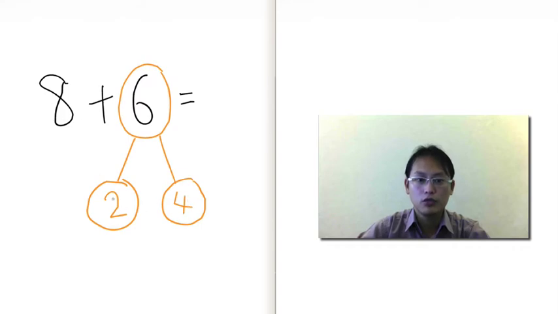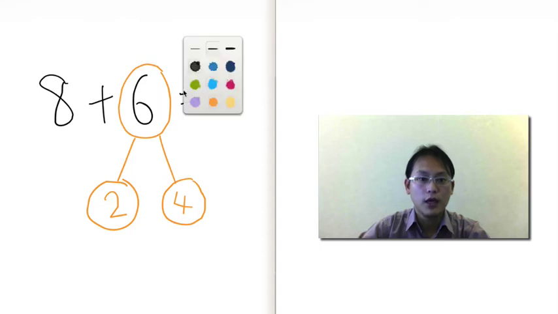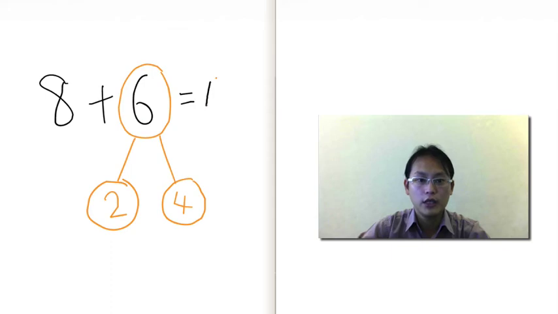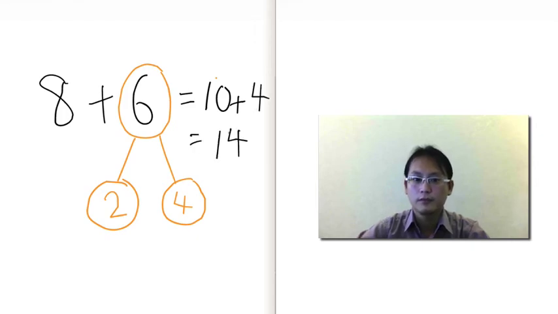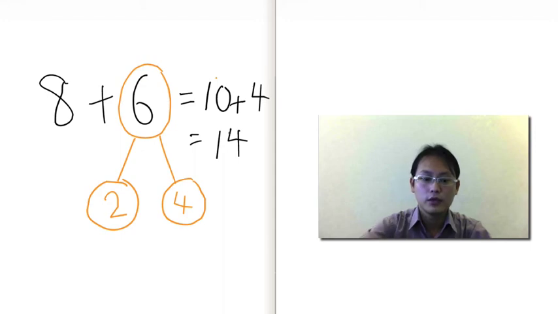And then 8 plus 2 will give you 10. Effectively, when you add 8 and 2 together, you will get 10. And the remaining is 4. So plus 4 will give you 14. Let's look at another example.